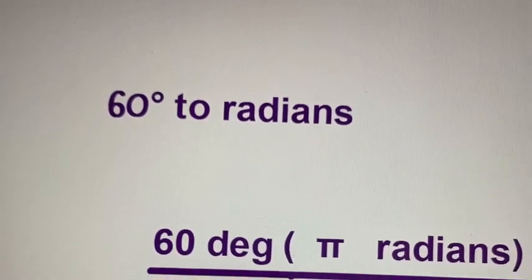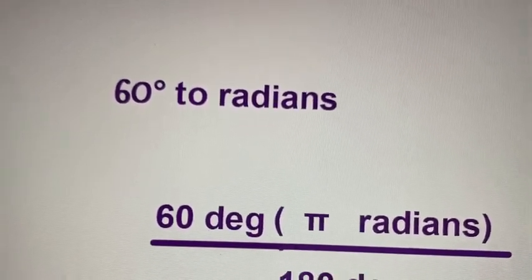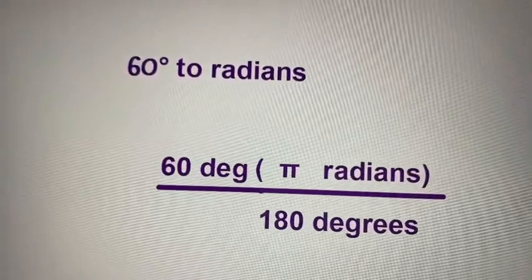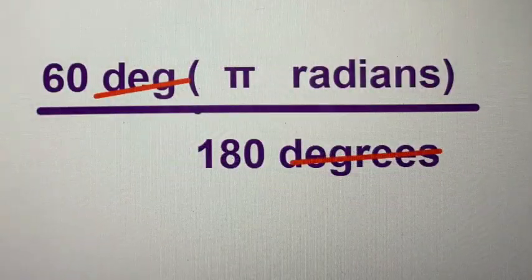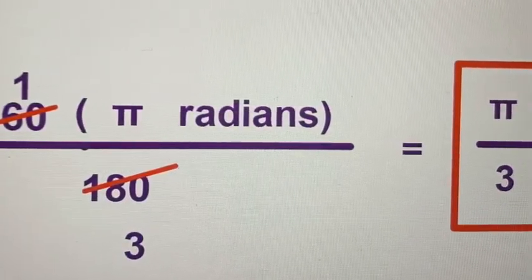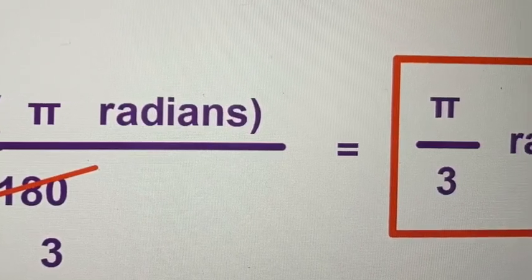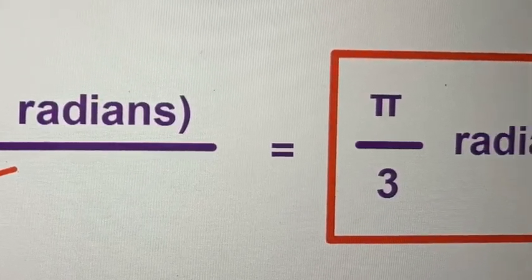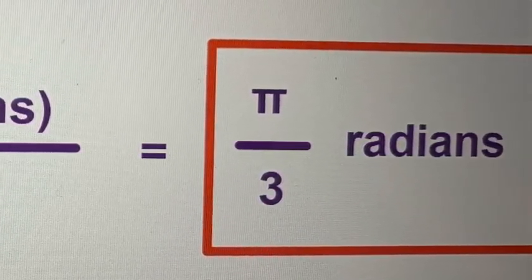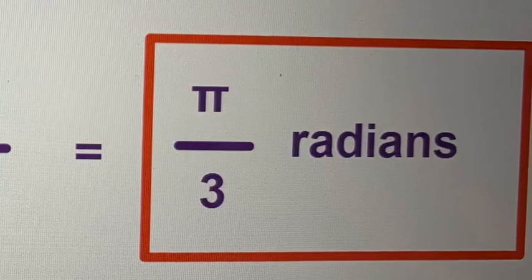So we have 60 degrees times, in the numerator, pi radians over 180 degrees, because radians is what we're going to. We can cancel out the degrees from numerator to denominator, leaving you with 60 pi radians over 180. Now, I can reduce 60 over 180 to 1/3. When I multiply 1 times pi radians, I get pi over 3 radians. And now I've converted 60 degrees to radians.